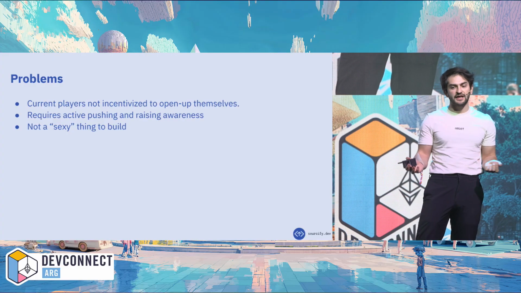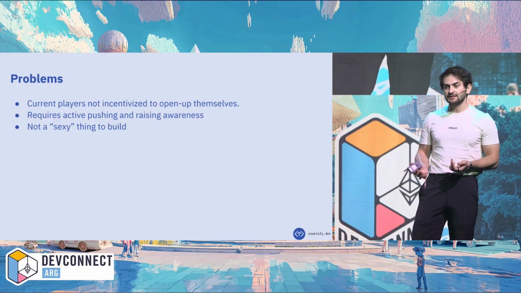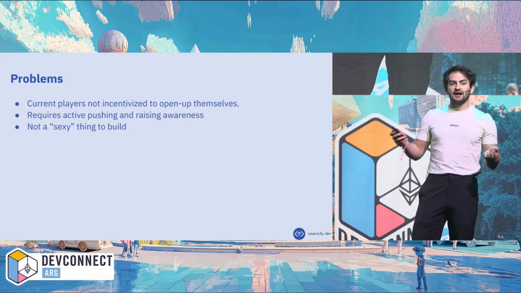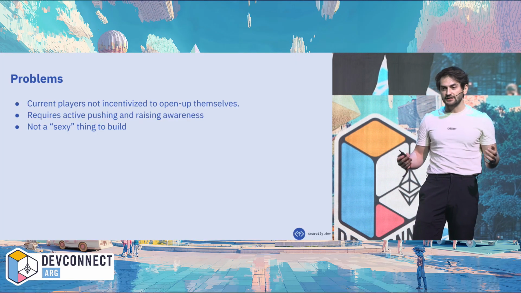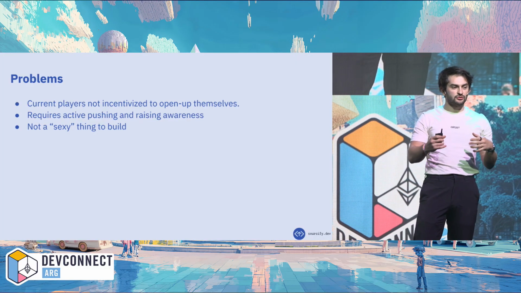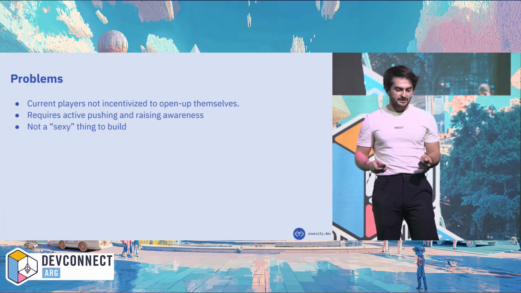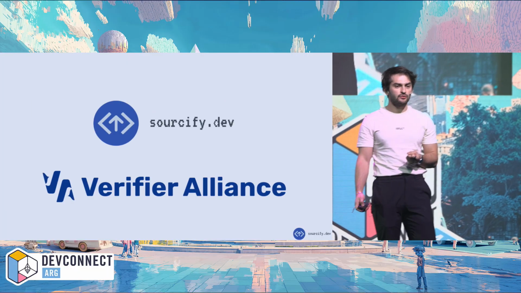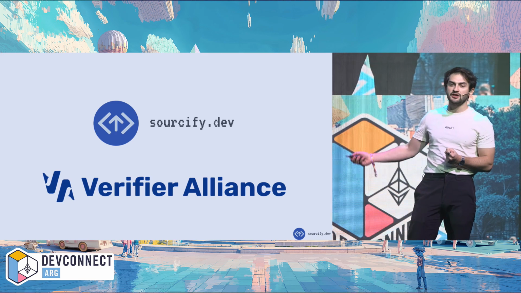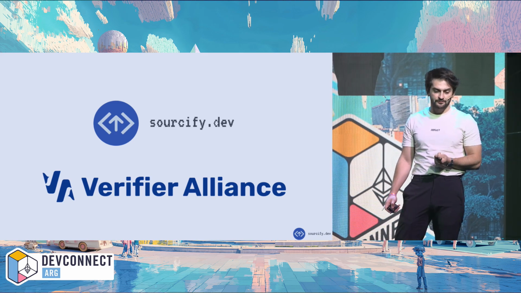Like, contract verification is somehow taken for granted. And there are more interesting things in the overall ecosystem to build on. It's not the frontier. So that means someone has to take this in hand and try to fix it. That's what we do at Sourcify, and also what we do with other verifiers at the Verifier Alliance.